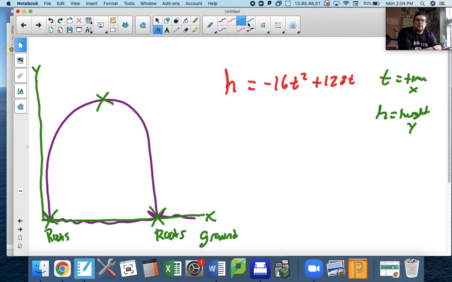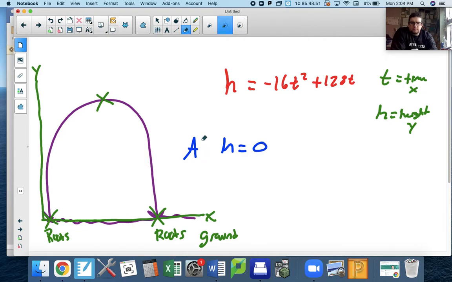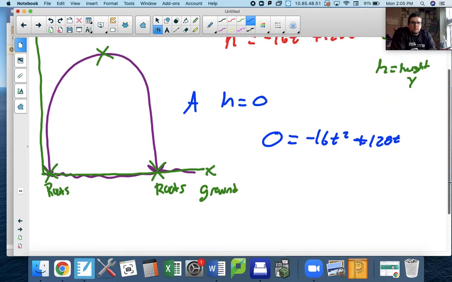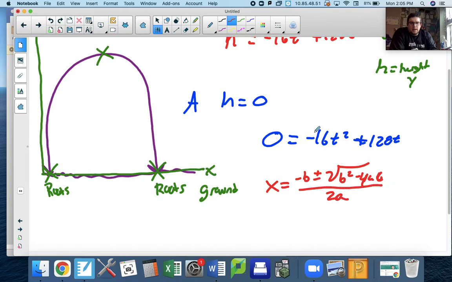So part A, when will they hit the ground? Well, h is going to be 0 when they're on the ground. So I'm going to say 0 equals negative 16t squared plus 128t. From here, I'm going to use my quadratic formula. x is equal to negative b plus or minus the square root of b squared minus 4ac all over 2a.